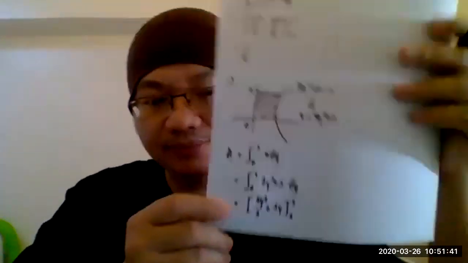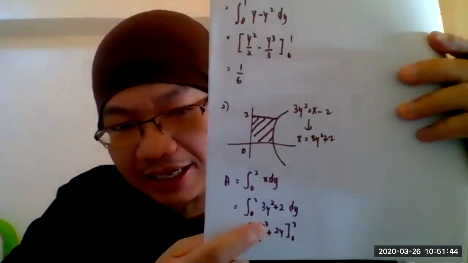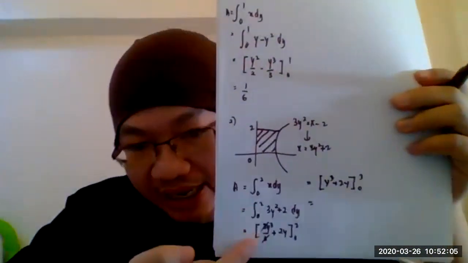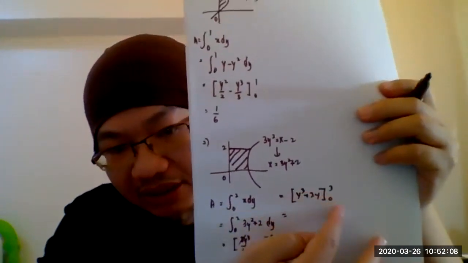So we do the normal integration here. Alright. So 3y cubed over 3. 3 and 3, don't forget to cancel. So I lupa nak cancel. Plus 2y, and limits 0 to 2. Alright, so I cancel the 3. So now it becomes y cubed plus 2y, and then the limit 0 to 2. Sorry, 0 to 2, okay, 0 to 2.